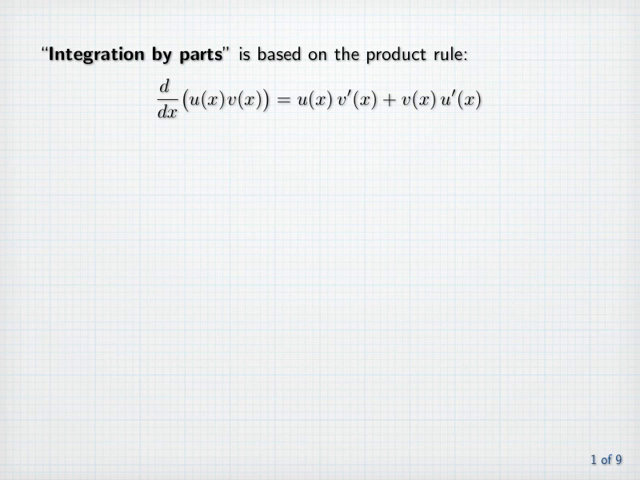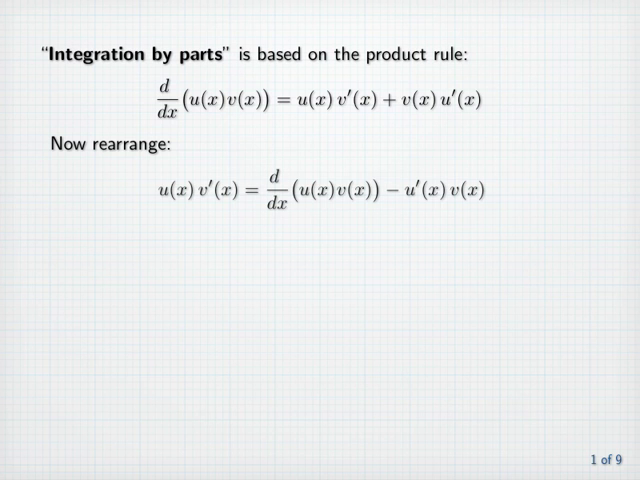Recall that the derivative with respect to x of u of x times v of x is equal to u times v prime plus v times u prime. Now let's rearrange this and write it as u times v prime equals the derivative of the product minus u prime times v. Now let's antidifferentiate both sides.